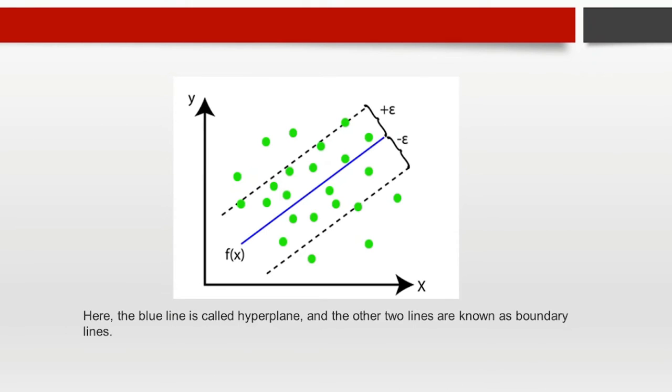In SVR, we always try to determine a hyperplane with a maximum margin so that the maximum number of data points are covered in that margin. The main goal of the SVR is to consider the maximum data points within the boundary lines, and the hyperplane must contain a maximum number of data points. Consider the image. Here the blue line is called the hyperplane and the other two lines are known as boundary lines.